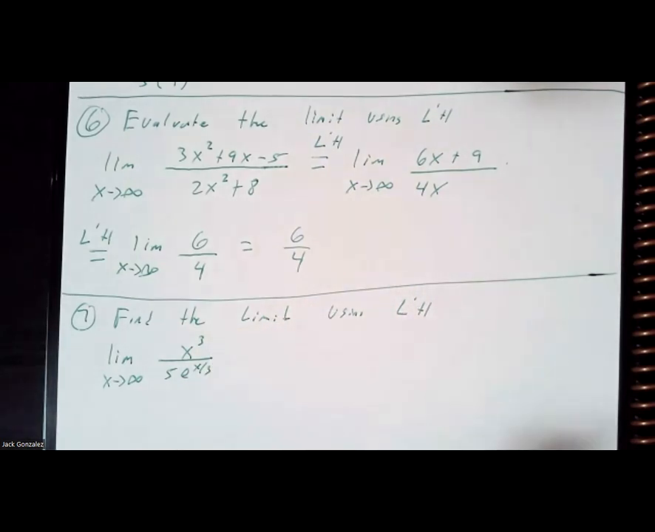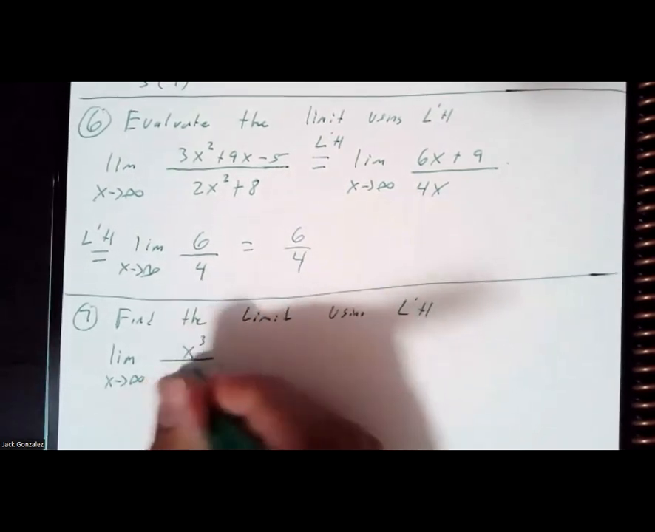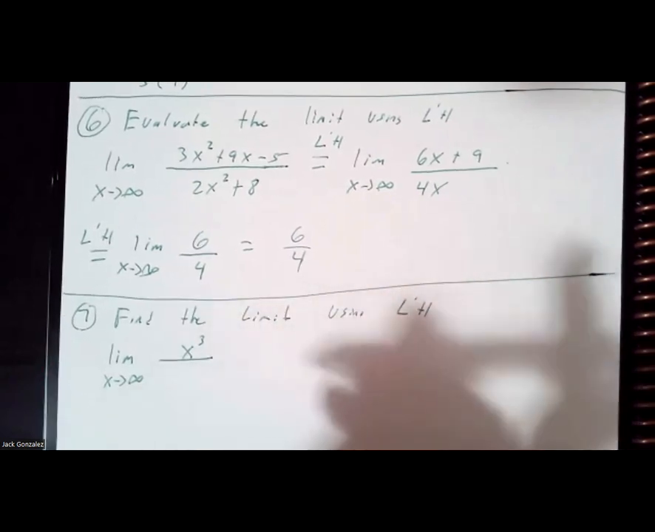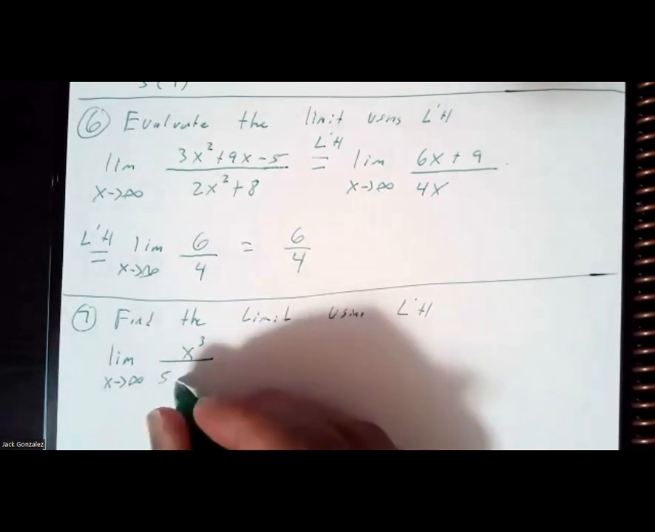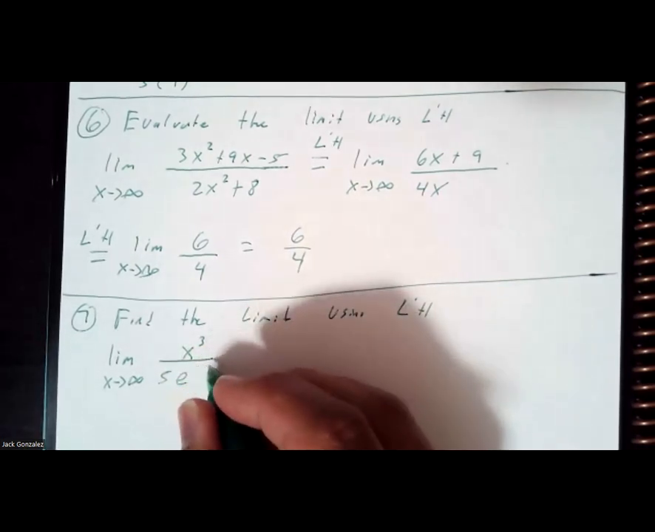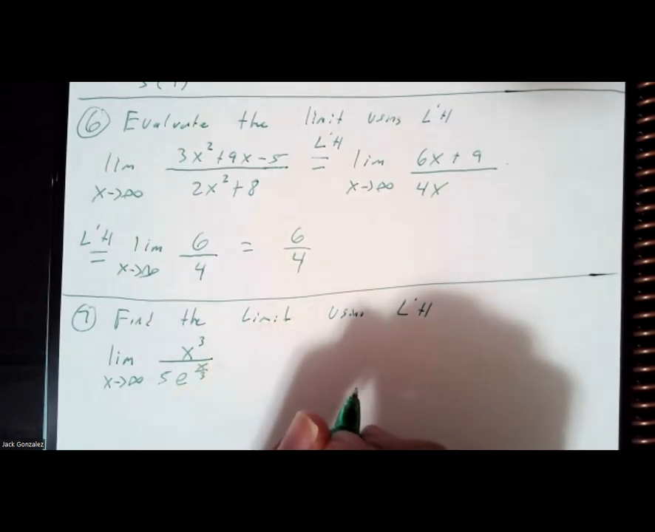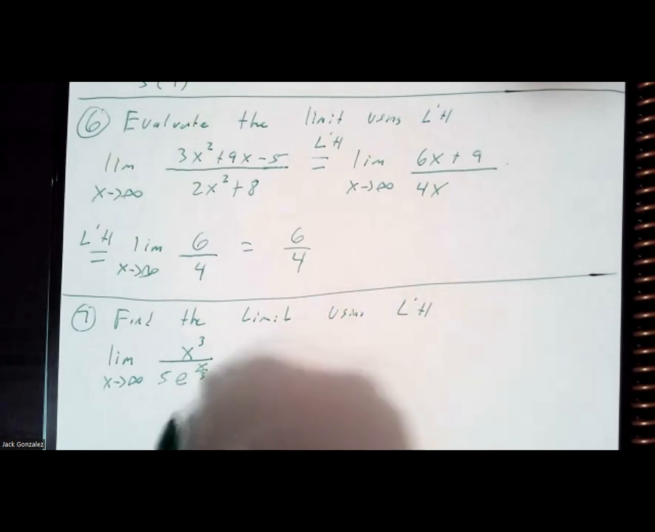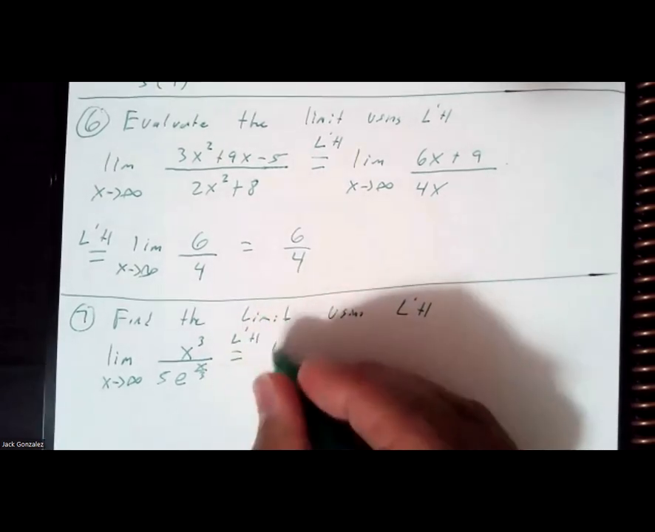Okay, that looks ugly. Let me write that again. So that's 5 times e to the x over 3. Okay, so if I let x go to infinity, you're going to have infinity on top, and e to the infinity would also be infinite. So for sure, do L'Hopital.